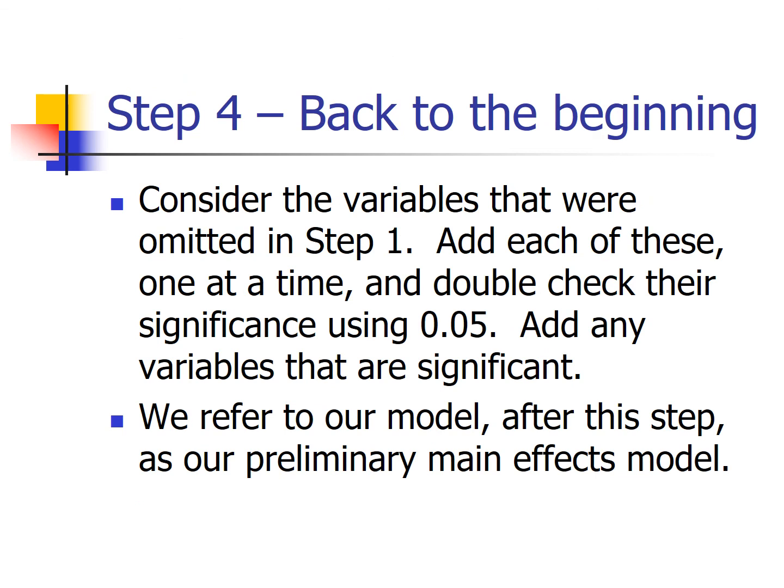We now go back to the beginning to be thorough. We consider any variables that were omitted in step 1. We add those one at a time and double check their significance, now using 0.05, and we add any variables that are significant. In practice, it's probably unlikely that any of them will be. We're now going to refer to this model as the preliminary main effects model. So notice one nice thing about this approach is that we didn't start with all those interactions and polynomials. We started with just the actual variables themselves, and then now we'll start thinking about some of the more complex terms.